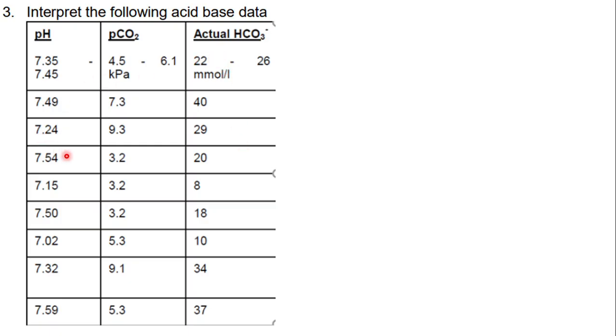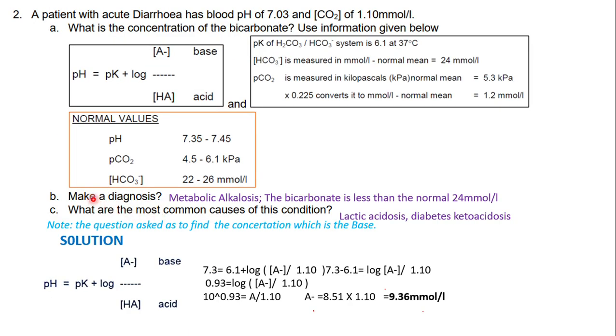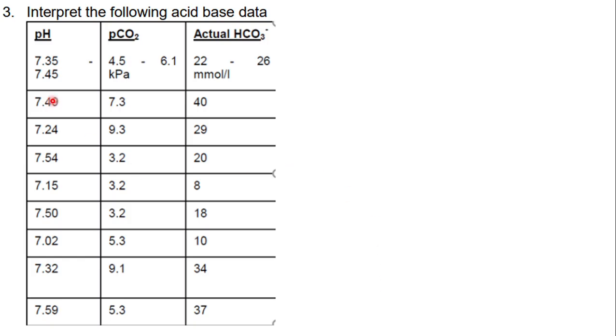Let me explain this. How can we make a diagnosis? If they have given you 7.49, 40, even 7.3, right? Let's make a diagnosis. I explain this so that even this question, making a diagnosis, if they have given you 7.36, how can you make a diagnosis? So this question is, interpret the following acid-base balance. So what you just need to know is this. Take note.